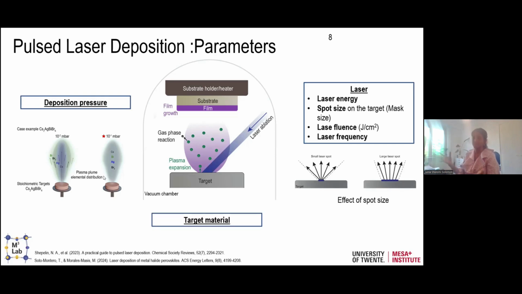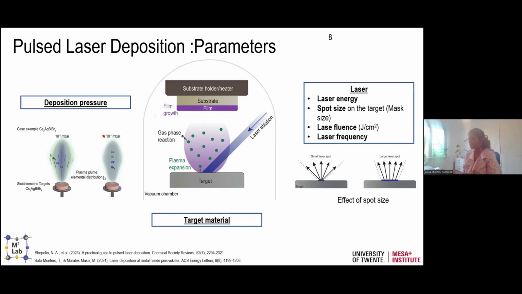And then finally, the target material. So this, depending upon which halide perovskite you want to grow, you take the precursors, you put them, you mill them together and press them as a pellet. So mostly the targets for pulse laser deposition is more like a tiny compressed pellet with the material that you want to grow.